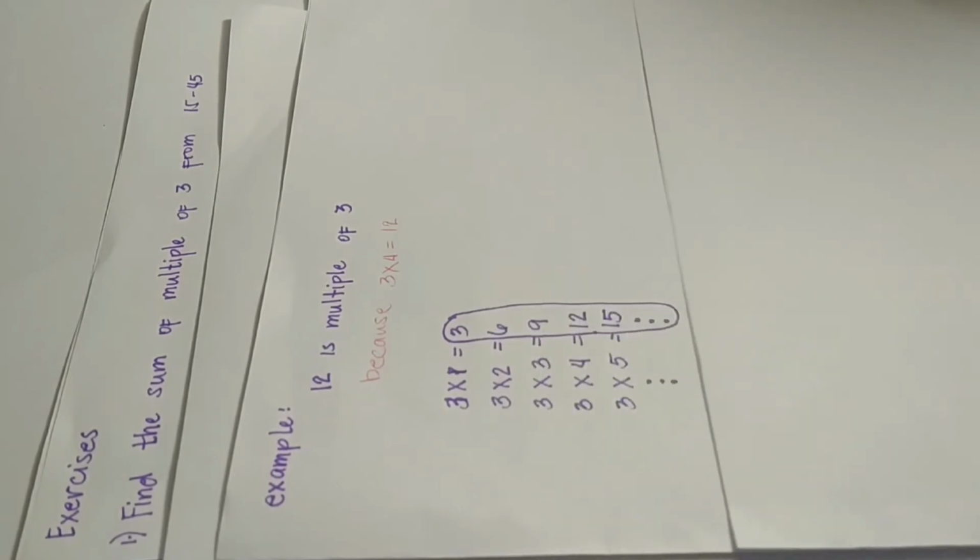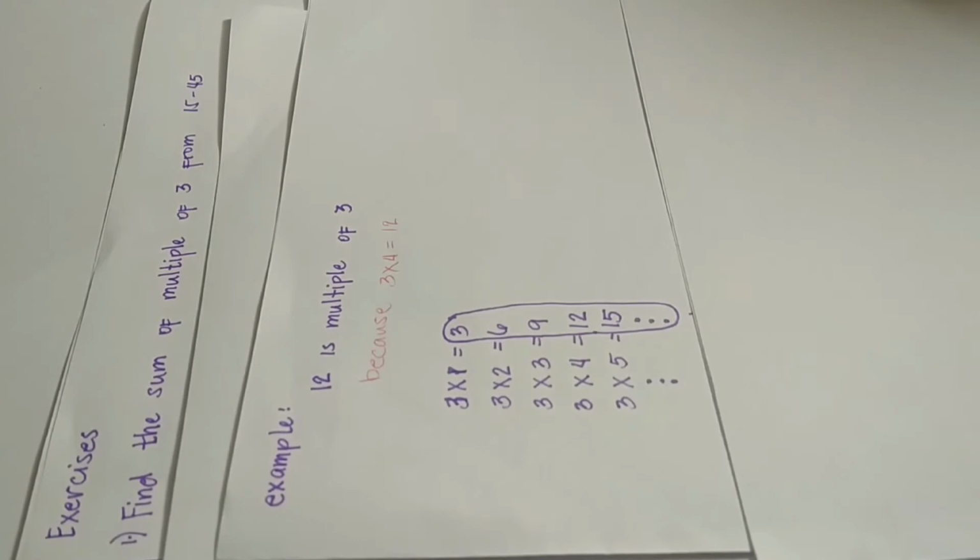Let's have an exercise. Number 1. Find the sum of multiples of 3 from 15 to 45. A multiple means the product result of one number multiplied by another number. For example, 3 times 4 is equal to 12. Now, these numbers 3, 6, 9, 12, 15, and so on are examples of multiples of 3.